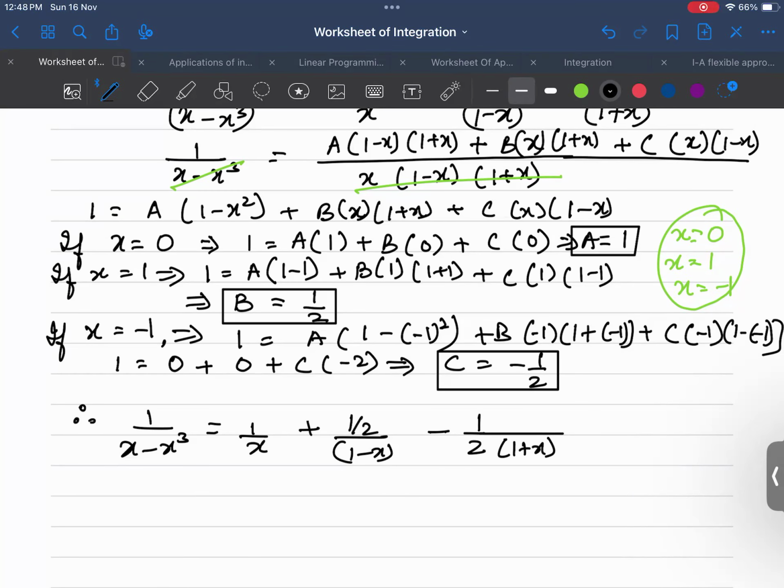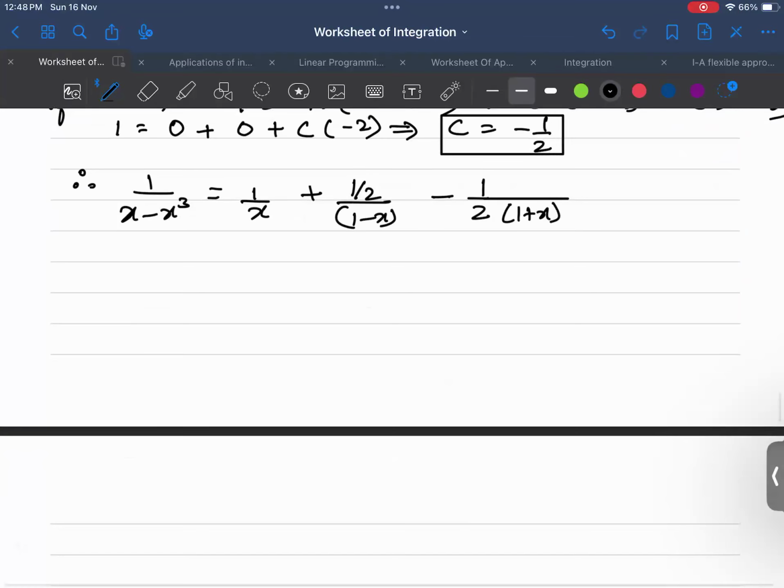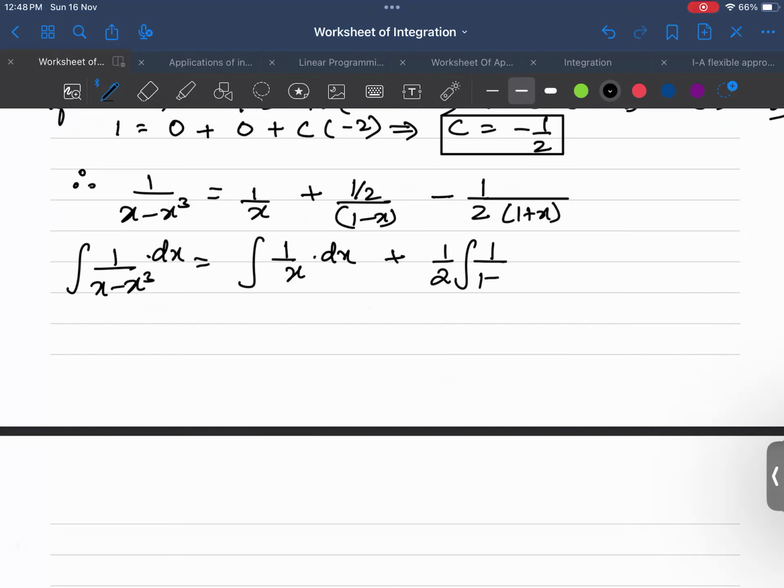Now, we got the value. I can integrate 1 upon x minus x cube, which equals the integration of 1 upon x dx, plus 1 upon 2 integration of 1 upon 1 minus x dx, minus half integration of 1 upon 1 plus x dx. Can I do this?